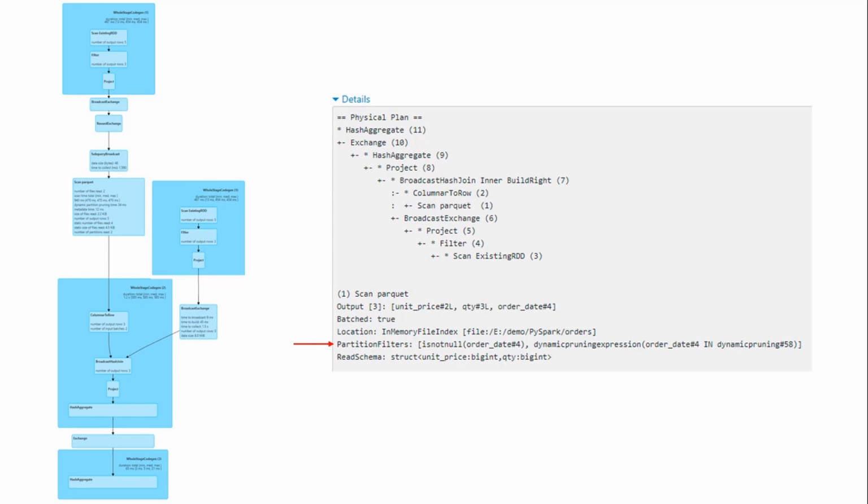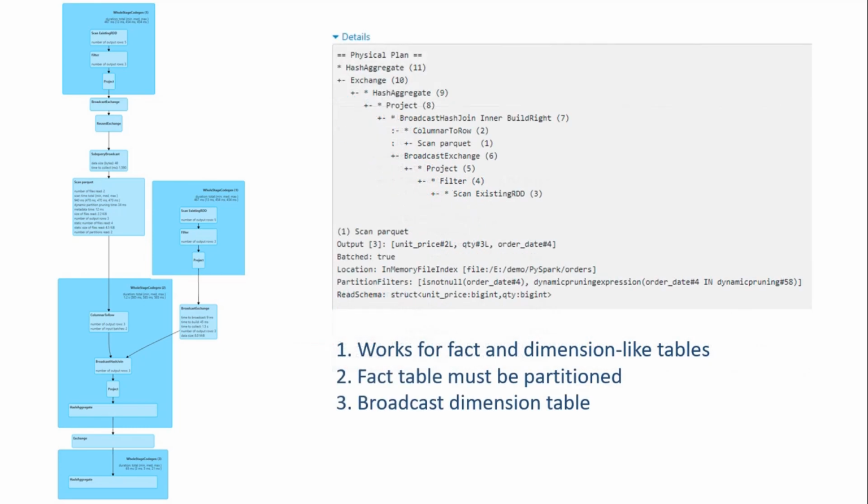But using this feature is not straightforward. You must understand the following things. You must have a fact and a dimension-like setup. When I say fact and dimensions, I mean one large table and another small table. Your large table or the fact table must be partitioned. So Spark can try partition pruning. You must broadcast your smaller table or the dimension table.